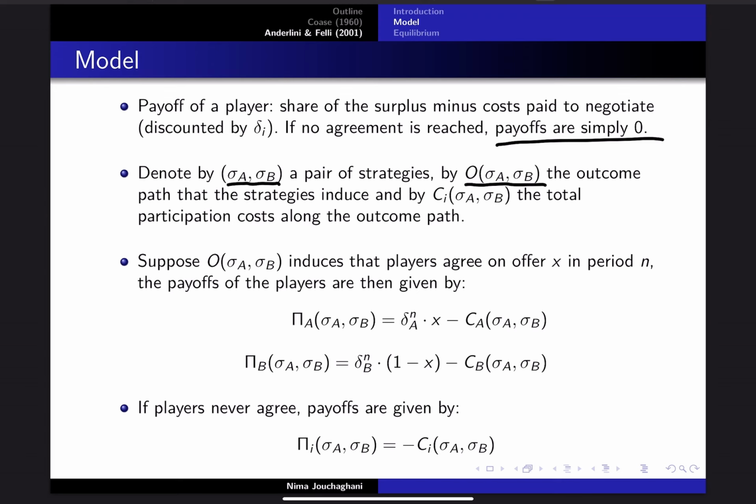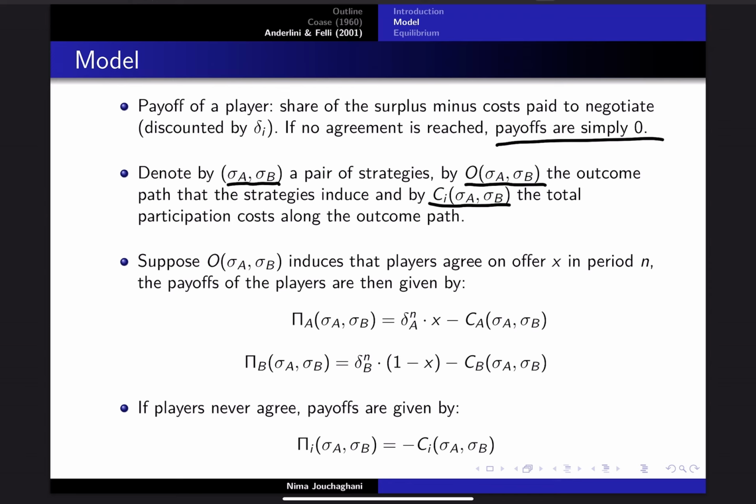And by big CI, which depends on the strategies, we denote the total participation costs along the outcome path. So, for instance, if we would have strategies which would yield an agreement after 10 rounds, then this cost function would be simply the sum of the participation costs during the last 9 rounds. It does not necessarily have to be the case that individuals actually negotiated during the other periods, so this is just summing up the costs of the strategies.